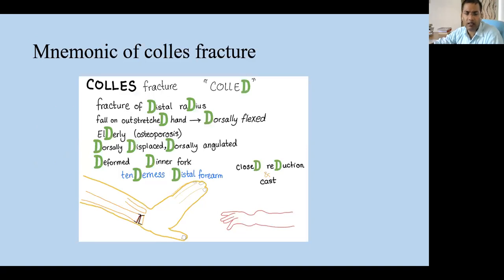There are some mnemonics to remember this Colles fracture. Fracture of distal radius, and D is an important term. Fracture of distal radius, fall on outstretched hand, dorsally flexed, elderly, osteoporosis, dorsally displaced, dorsally angulated, deformed, dinner fork deformity, tenderness, distal fracture, and closed reduction.